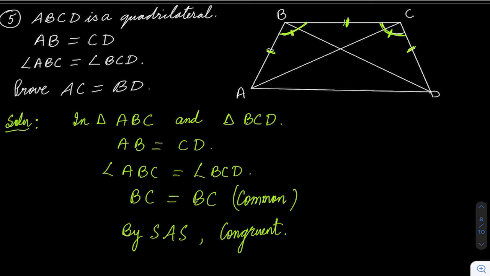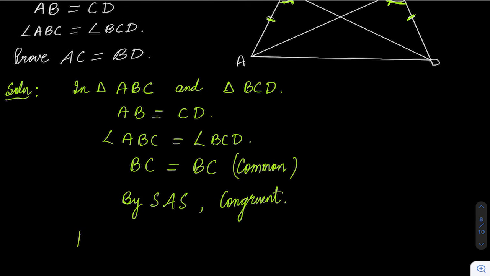So what happens if two triangles are congruent? All the corresponding sides and angles are equal. So I can say from this, hence, my diagonal AC will be equal to BD.